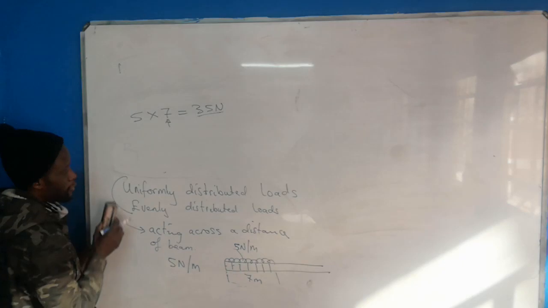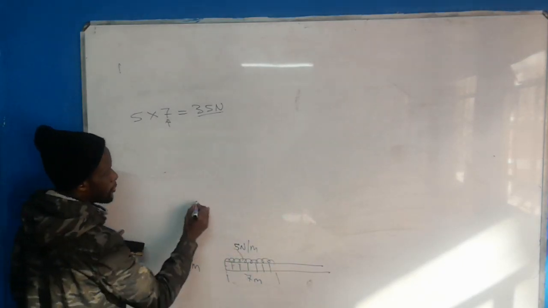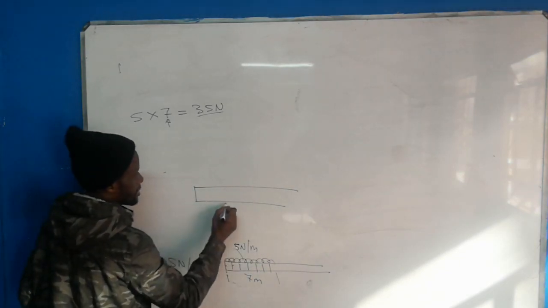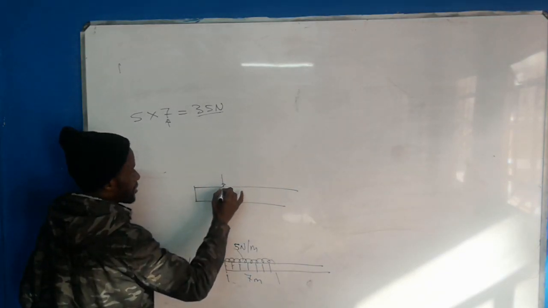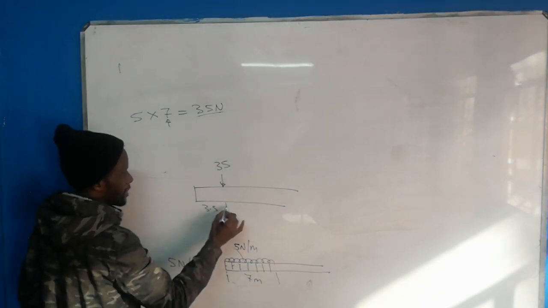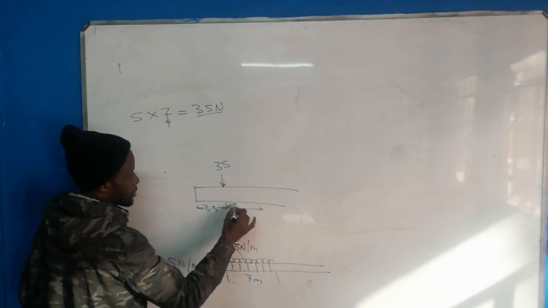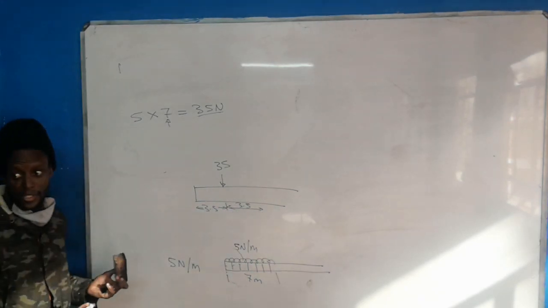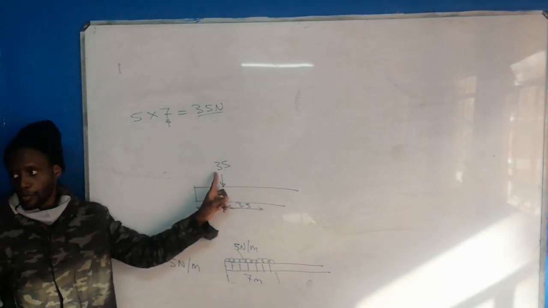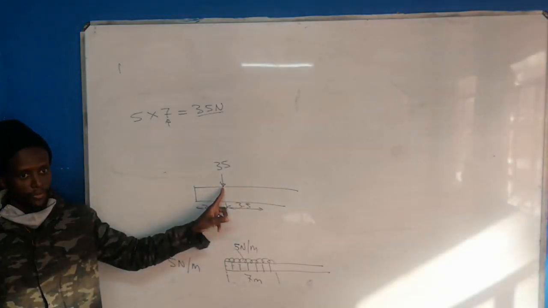Which means if we were to calculate in our calculations, this 7, you divide your 7 into 3.5. You apply your 35 newtons there. On this side it will be 3.5, and on this side it will also be 3.5 meters. Half of 7 is 3.5. Okay. Then during your calculations you'll be working with 35, at exactly what? 3.5.